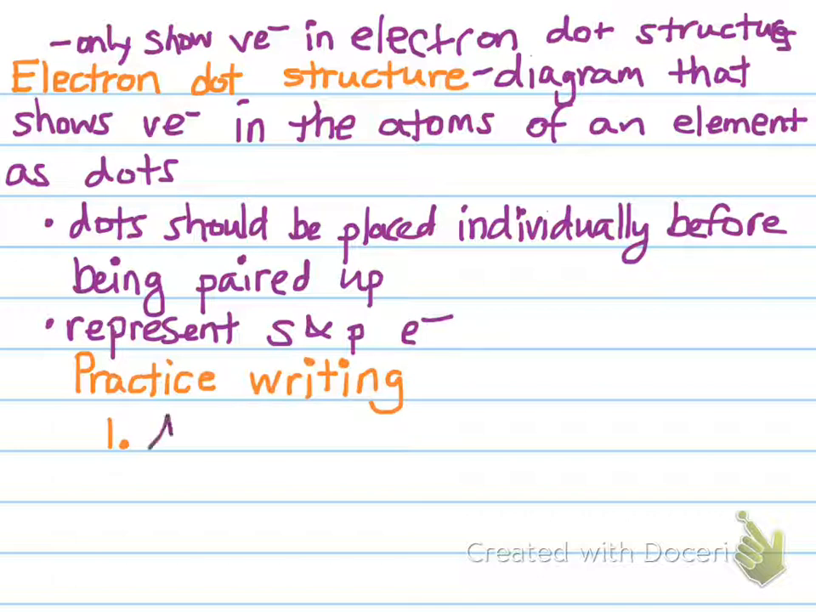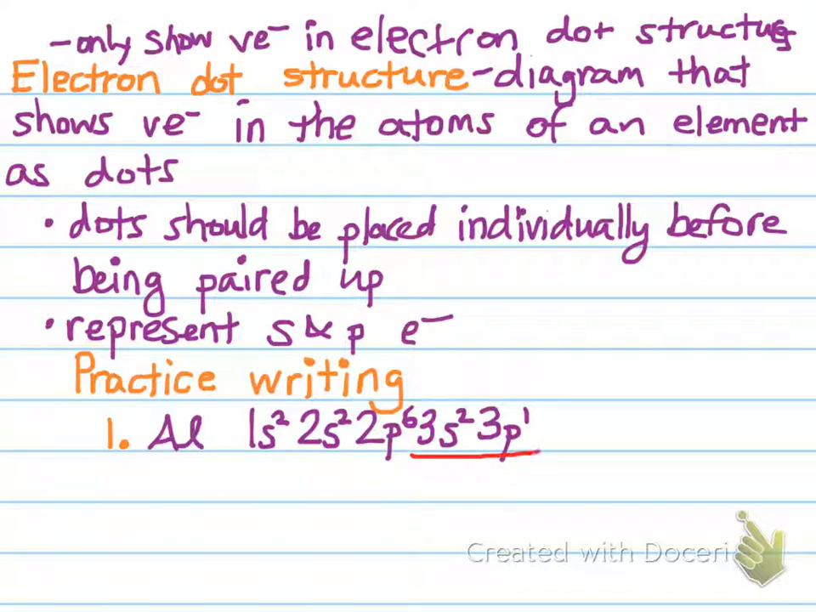For number 1, we're going to do aluminum. If you would start by writing the complete electron configuration for aluminum. That means including the superscripts. So the electron configuration of aluminum, we start at the top left-hand corner: 1s2, 2s2, 2p6, 3s2, 3p1. Now, we're only representing the electrons in that highest occupied energy level. So our highest occupied energy level electrons are the 3s2 and the 3p1 in aluminum.